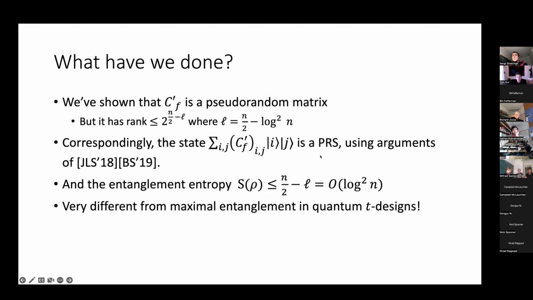It's a great question. The one thing I want to say, though, is that even though you can say, okay, well, you're only talking about a single fixed bipartition, for these other notions, like a truly random state or a quantum t-design, it does not have this property.